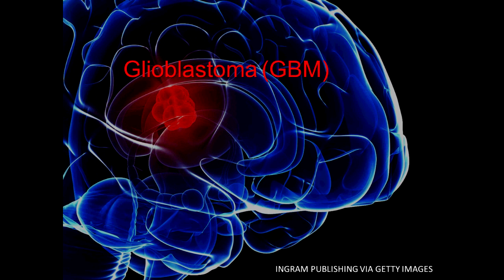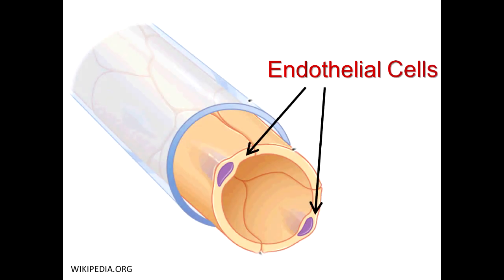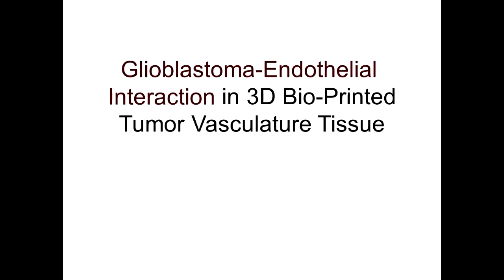Glioblastoma, called GBM in short, is the most malignant form of brain tumor, frequently killing patients within a year of diagnosis. These tumor cells are highly invasive, so complete removal of these cells by surgical resection is almost impossible. Next, endothelial. An endothelial cell is a basic unit of blood vessel.